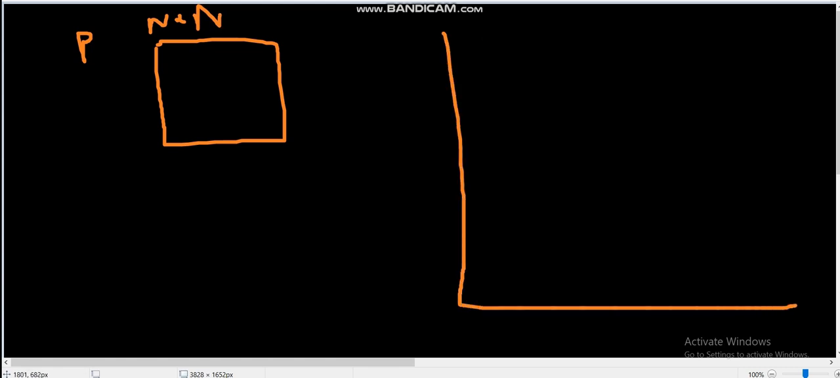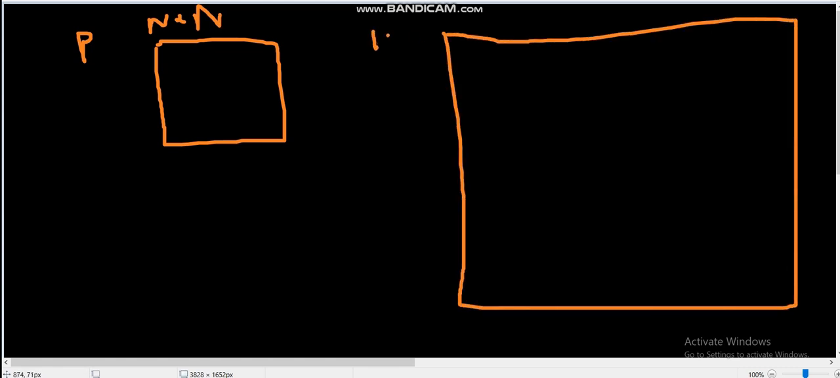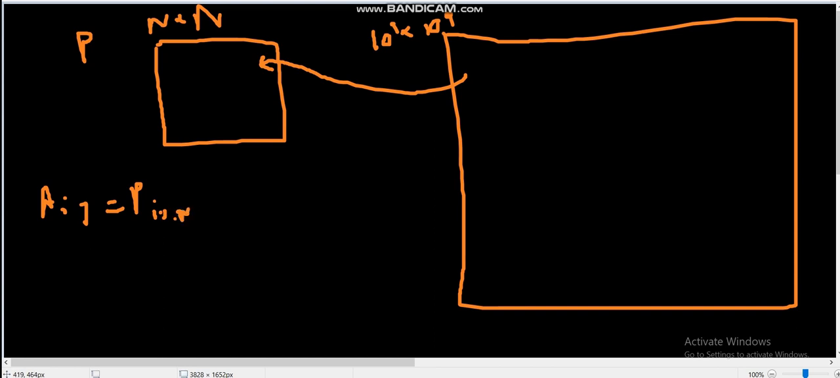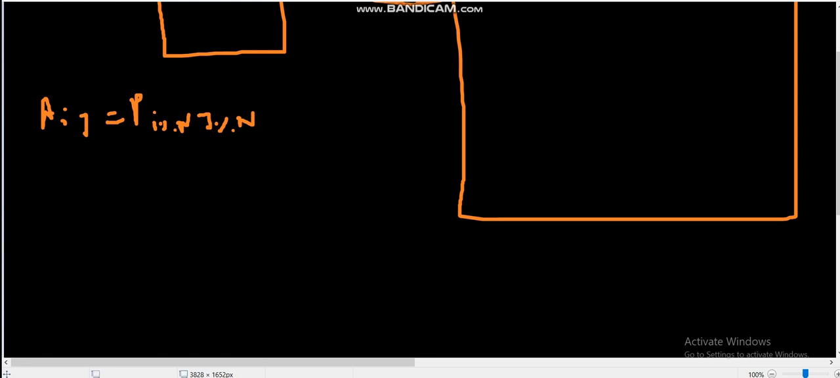So let's consider we are given a smaller grid P of N cross N, and a massive square grid A of 10^9 by 10^9, and the cells of A are mapped by the cells of P. Okay, so A[i][j] is nothing but P[i modulo N][j modulo N]. So this is the problem statement. I am trying to explain the problem statement first.